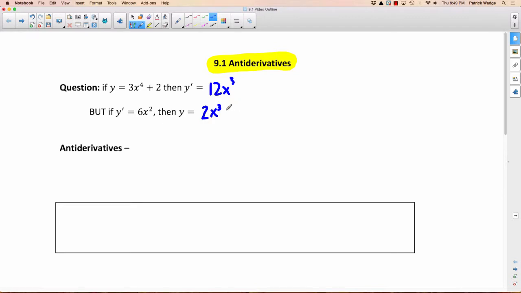But here's the thing. There could actually also be another piece to this, couldn't there? You could have plus, and what could go right here? Anything, as long as it's a constant. So I'll put C, and I could put any constant here.